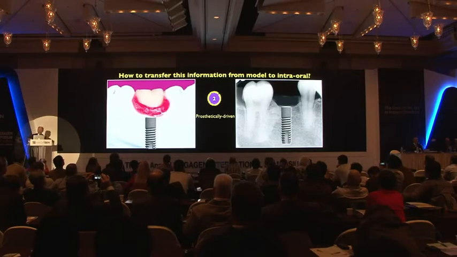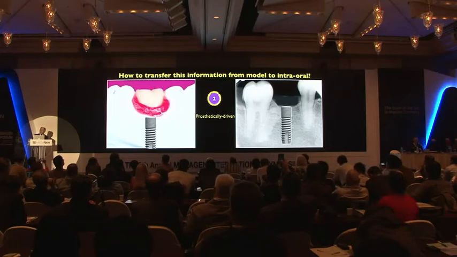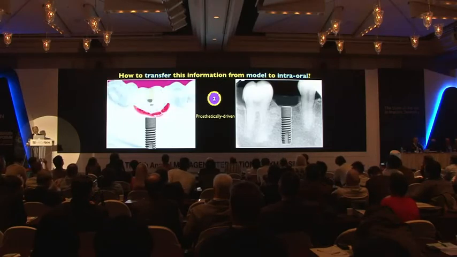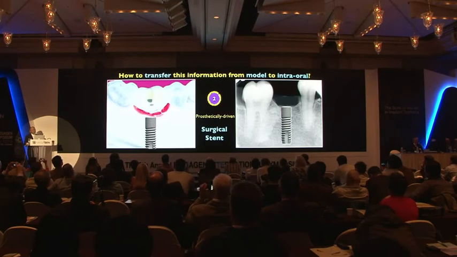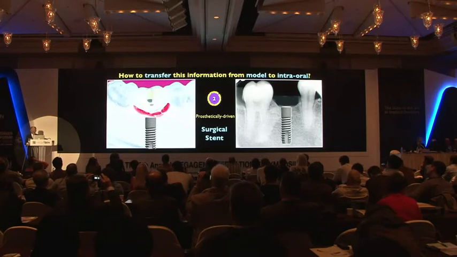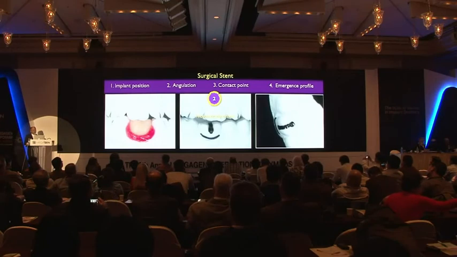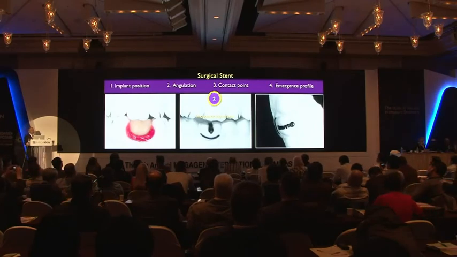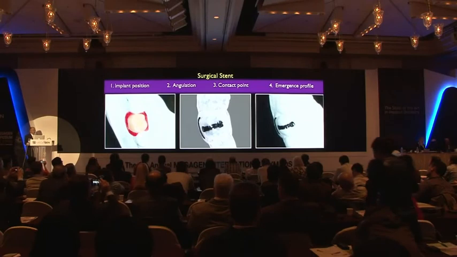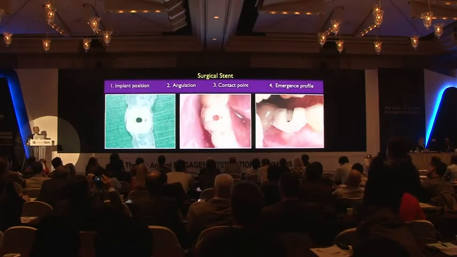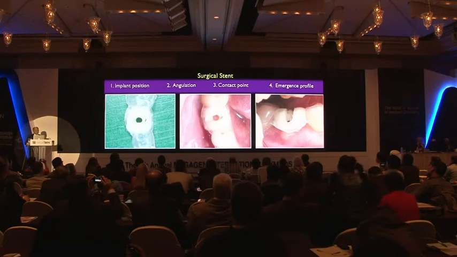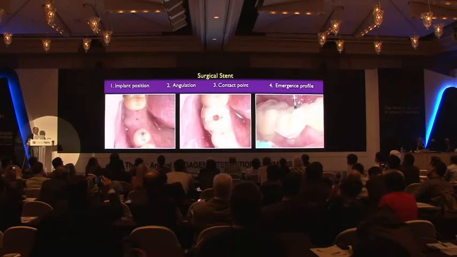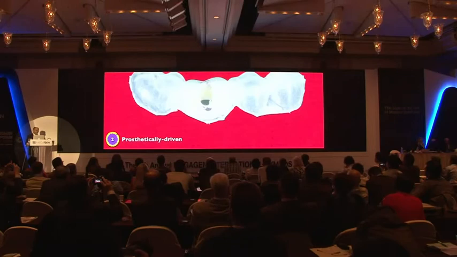But the next step will be, well, I know, but how do I transfer this information from the model to intraoral? And the key is to use a surgical stent. In my clinic, we use a surgical stent in every single case. Even if it's a very simple case, we still use a surgical stent. So when you use the surgical stent, the key point is that we use it to recognize where you want to put the implant label.